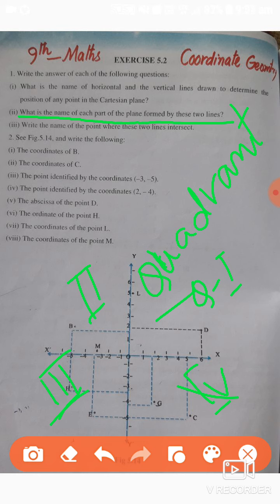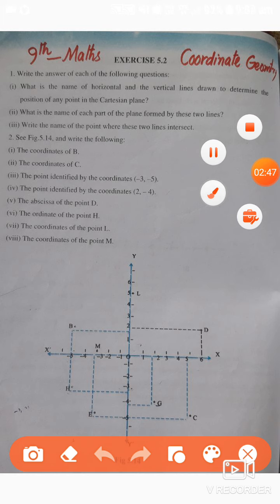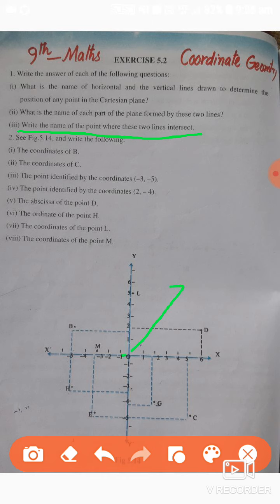Now we'll move to the third part of the question, that is, write the name of the point where these two lines intersect. These two mutually perpendicular axes, that is x-axis and y-axis, intersect at a point. This point is known as origin. So the point of intersection of the coordinate axis is called origin.